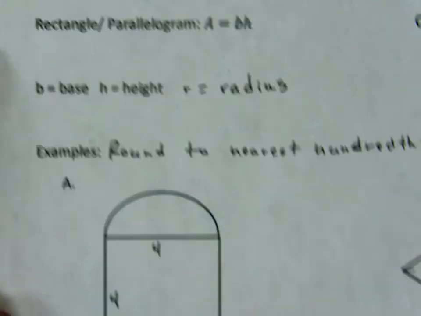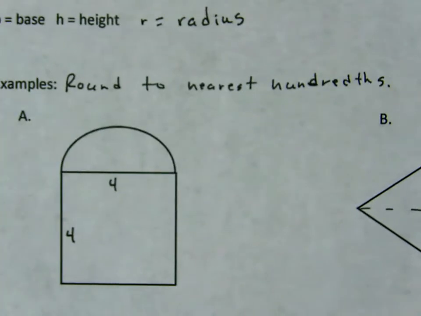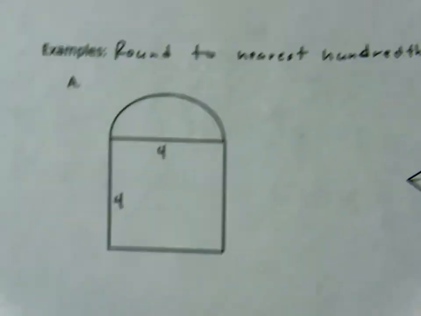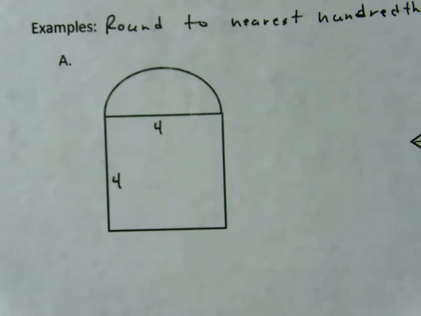In these two examples, if you have more than the hundredths place, if you get into the thousandths or 10,000ths, make sure you round to the nearest hundredths at the end of the problem. So example A.